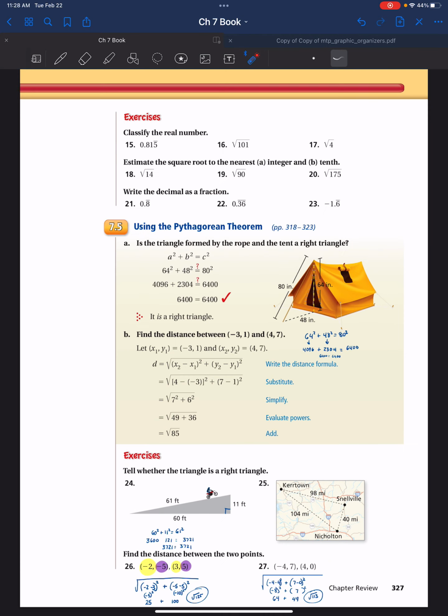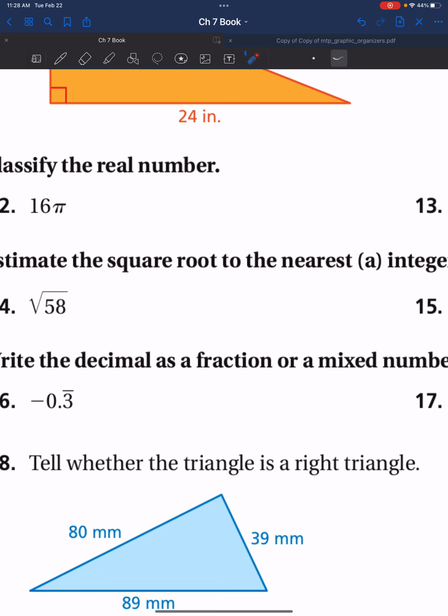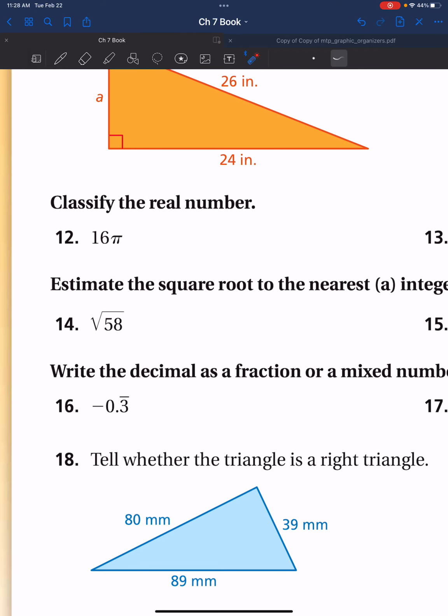Now, there was one thing I noticed they did not give us on this little review, and it was our extension we did yesterday. Do you remember? Turning a repeating decimal into a fraction. I'm now looking at page 328, the practice chapter test in the book. Look at number 16 and 17. It says write this decimal as a fraction or a mixed number.